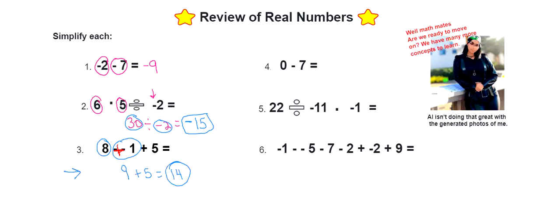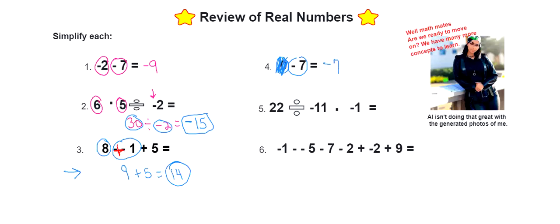Let's take a look at the next one. What's going on there? I got 0, which isn't positive or negative, and -7. So 0 does nothing. So our answer is just that -7. We doing okay?